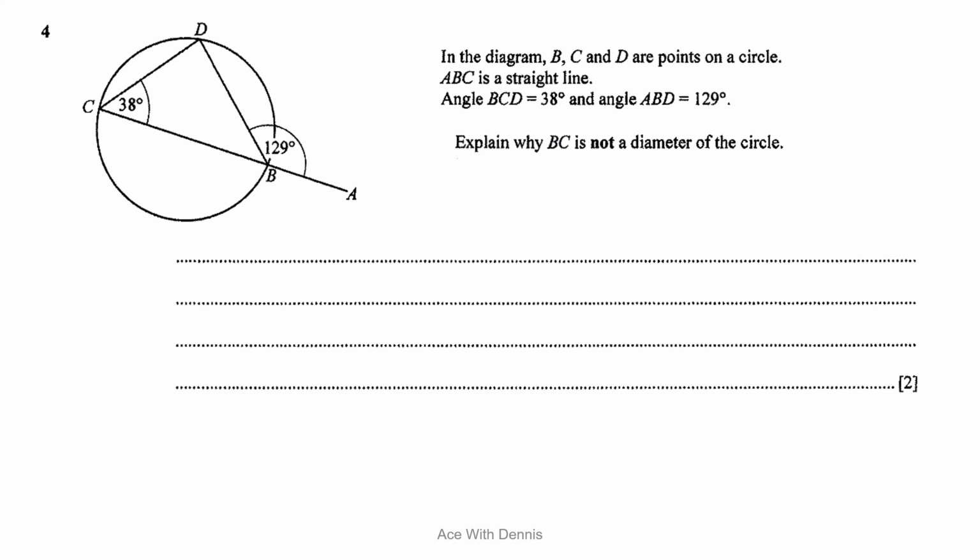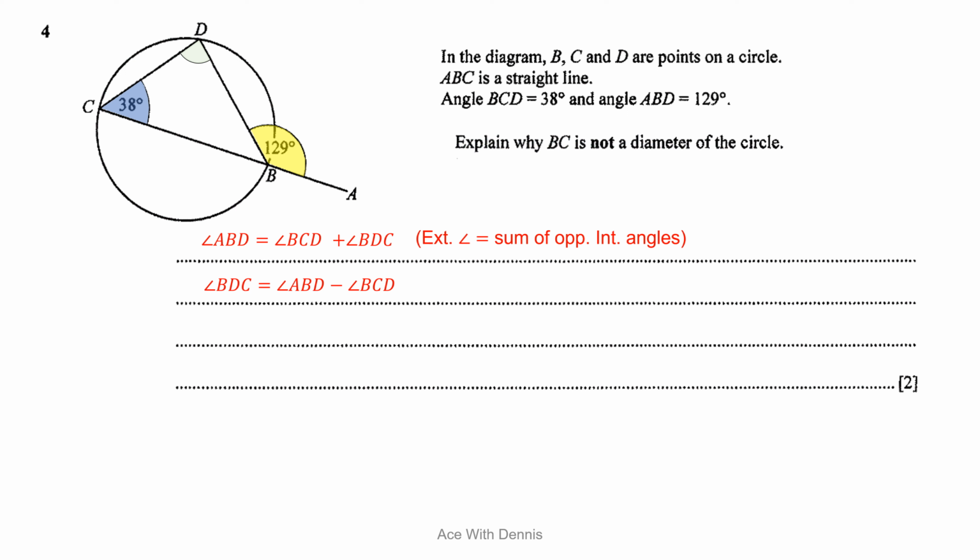2 marks. So to prove whether BC is a diameter of the circle or not, first we have to look at angle ABD, which is this angle. It is equal to angle BCD, which is this angle, plus angle BDC, which is this angle, because the property is exterior angle equals the sum of opposite interior angles.